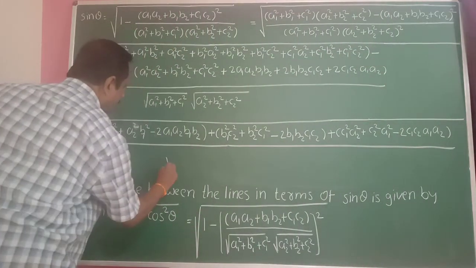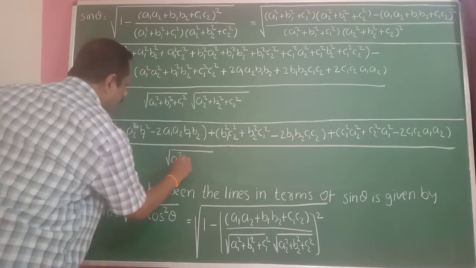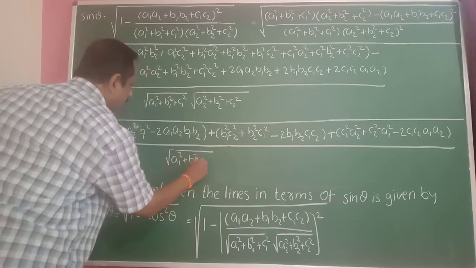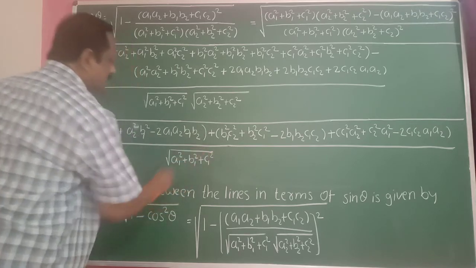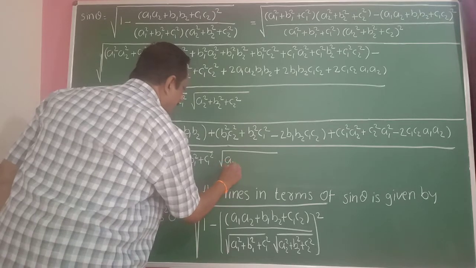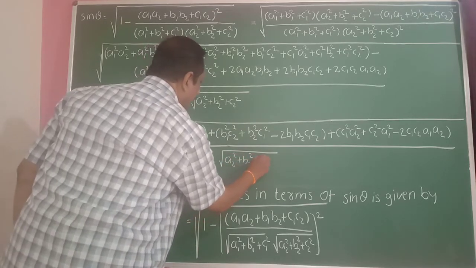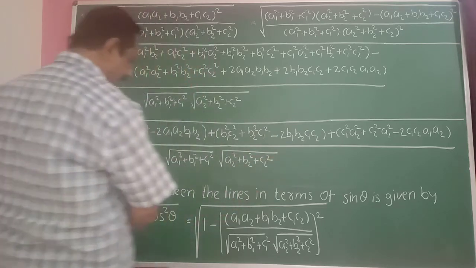root of a1 square plus b1 square plus c1 square, then root of a2 square plus b2 square plus c2 square. Okay.